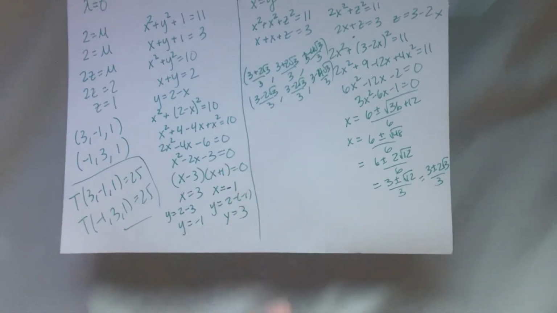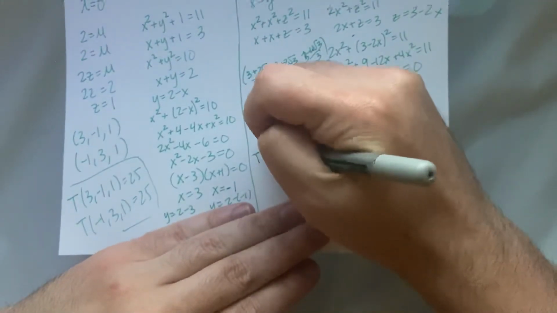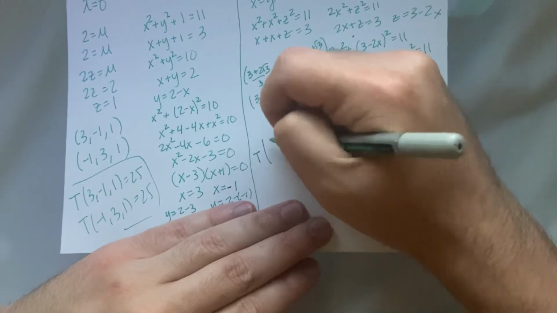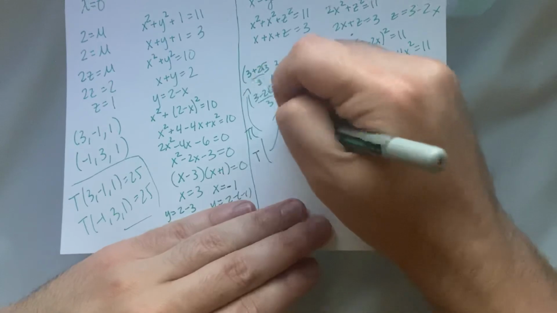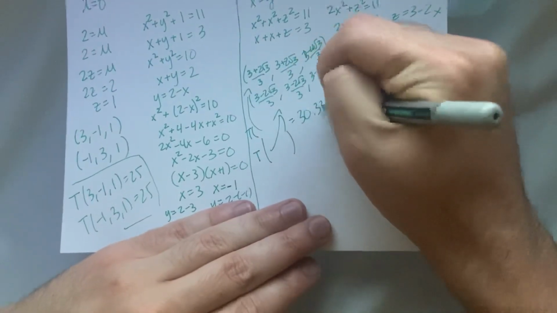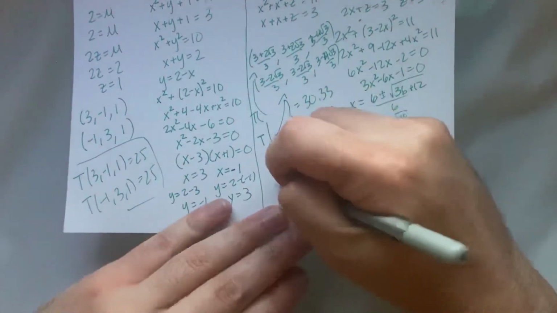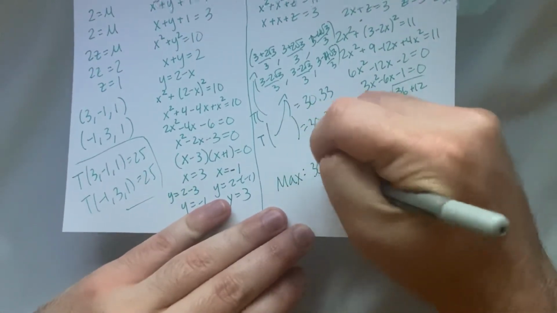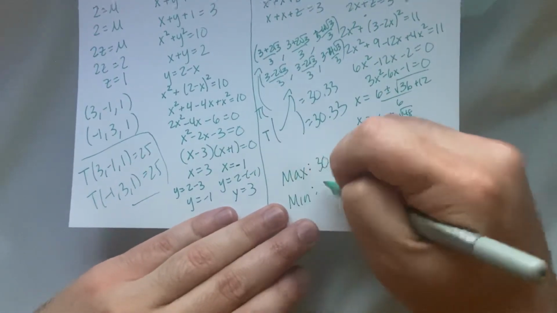If I plug these two terrible things in, you end up getting about 30.33. I would round these to decimals and just plug them in using a calculator. So that tells you that the max is about 30.33 from these, it's one of the critical values, and the min is 25.